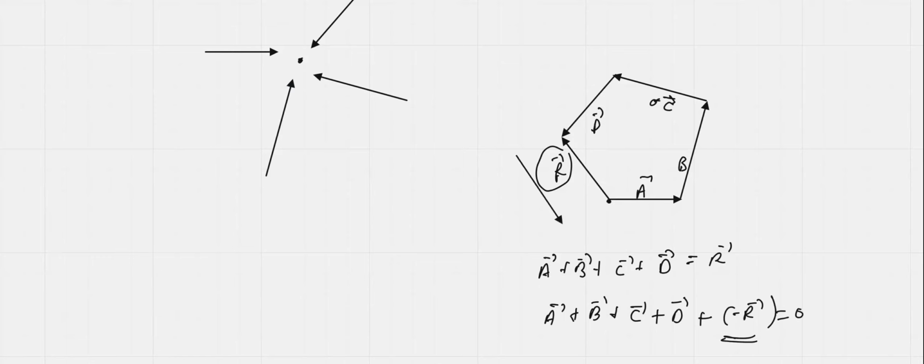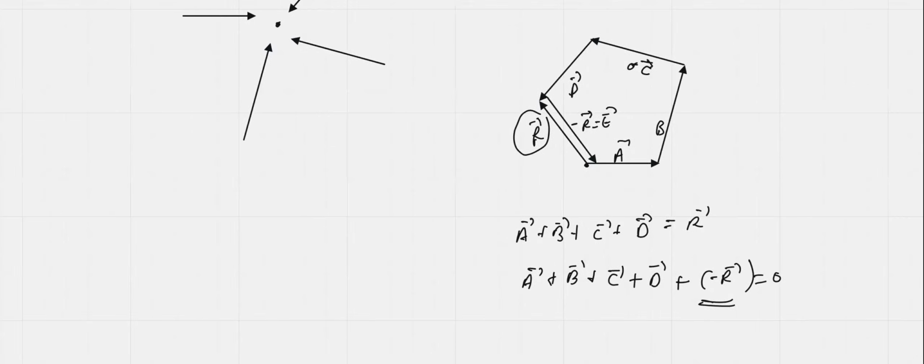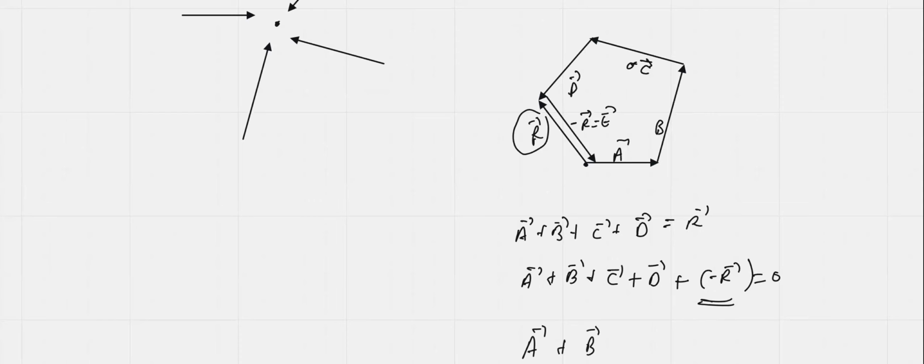This is the minus of R vector. If you just put it over here now, which will complete a cycle like this. Minus of R vector, which is equal to E vector. So you can simply say that if you have five sides and they are forming a cycle, A plus B plus C plus D plus E comes out as equal to 0, forming a complete cycle.